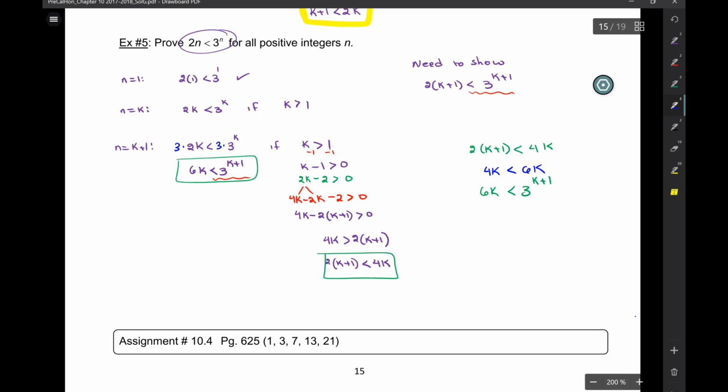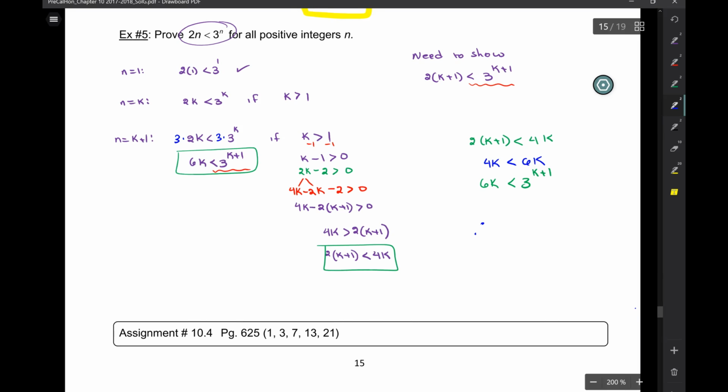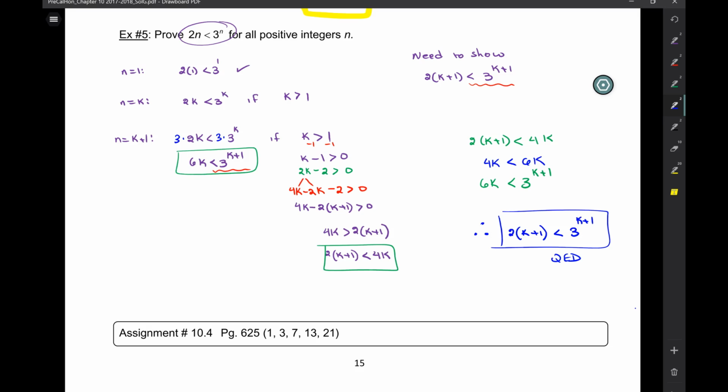So we can say, therefore, 2k plus 1 is less than 3 to the k plus 1, and there we have it. Do we have to include the therefore when we answer? You don't have to, but it's nice.